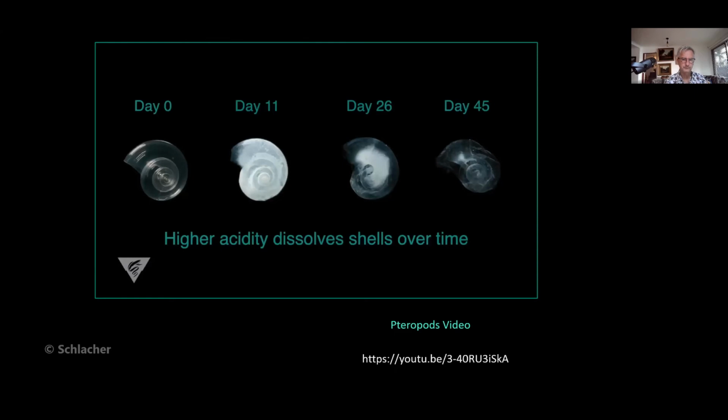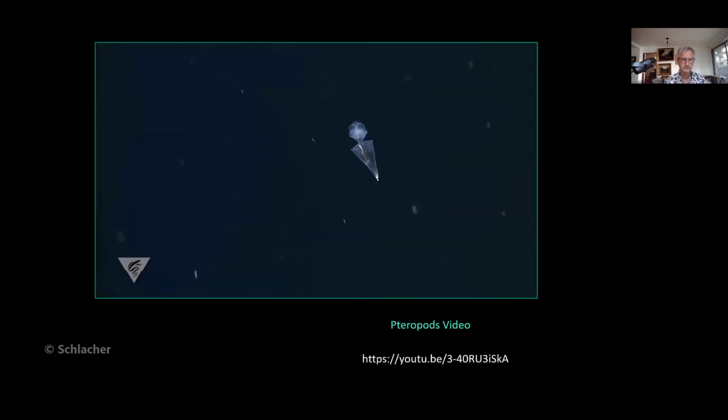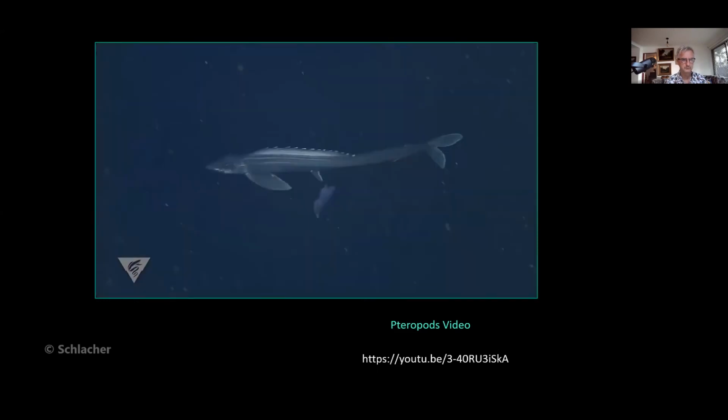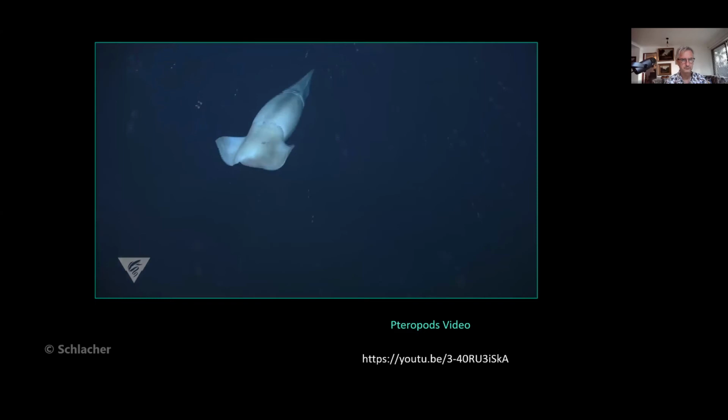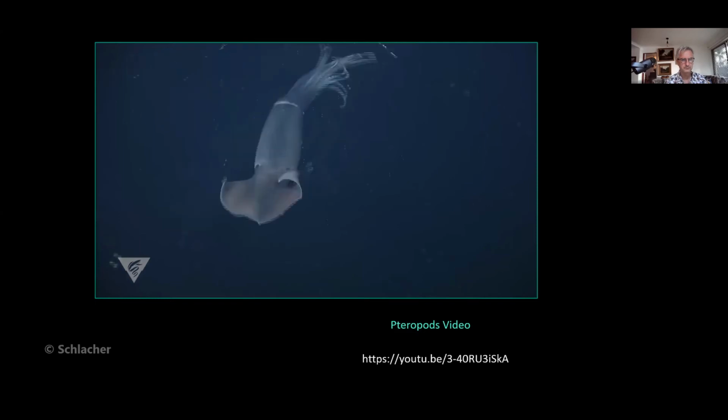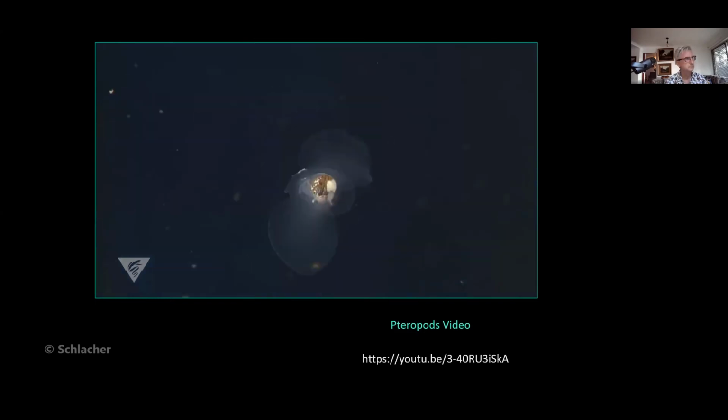This could spell bad news not only for pteropods, but also for the variety of animals, including fishes, sharks, squids, and marine mammals that eat them. The wide diversity of pteropods is a fascinating example of how animals can evolve to take advantage of a habitat where you would never expect to find them.